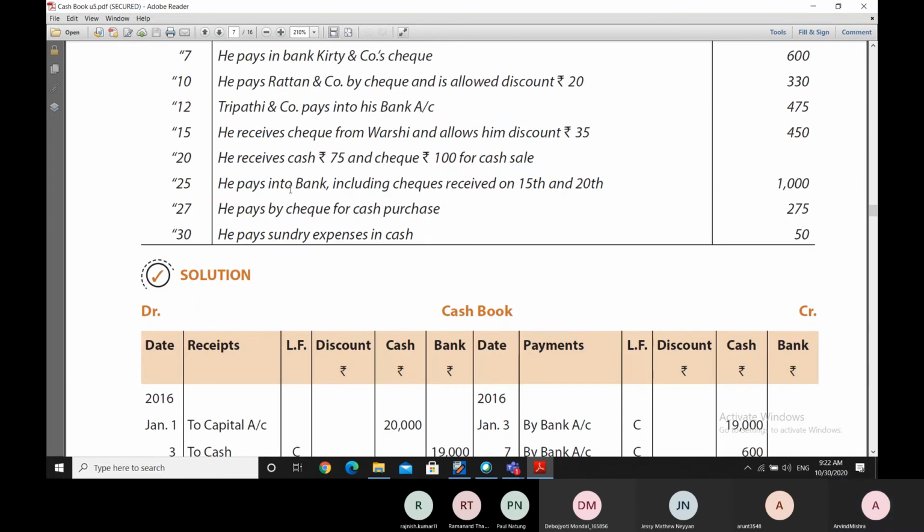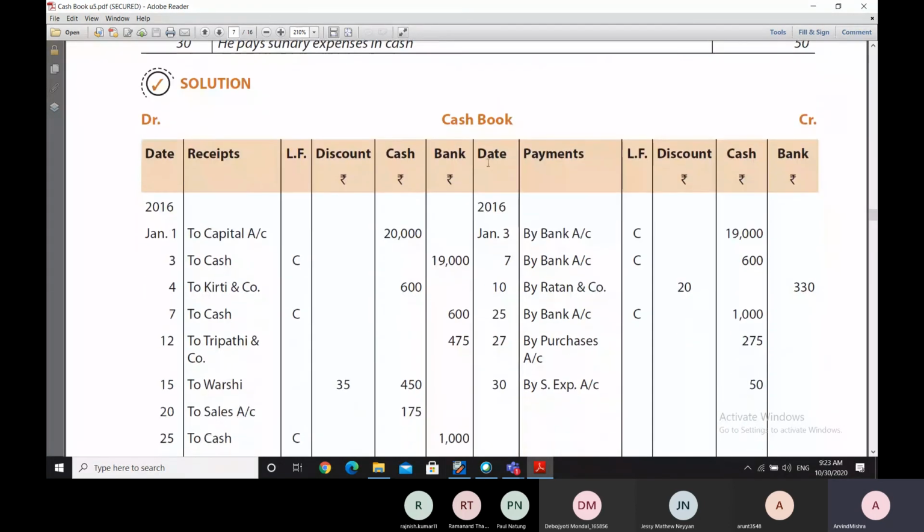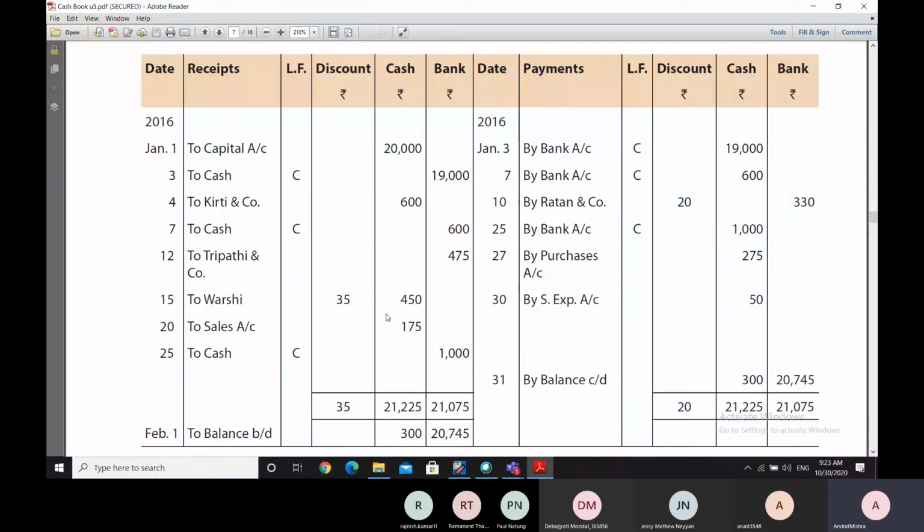Now, on 20th of the month, he receives cash 75 and check 100 for cash sale. So we can see the 20th entry, 100 plus 75, both are entered into the cash column because they are treated as cash, 175 rupees. Sale has been made and the sale account is therefore credited, and the cash account is debited because the check received is being treated as cash.